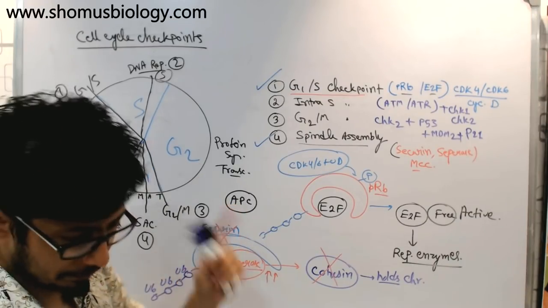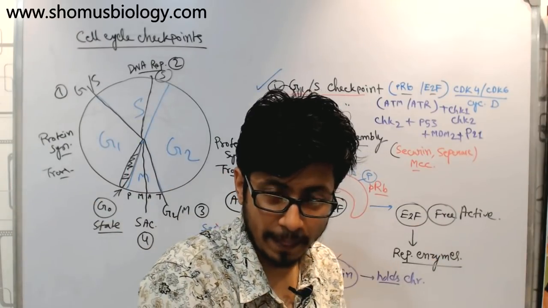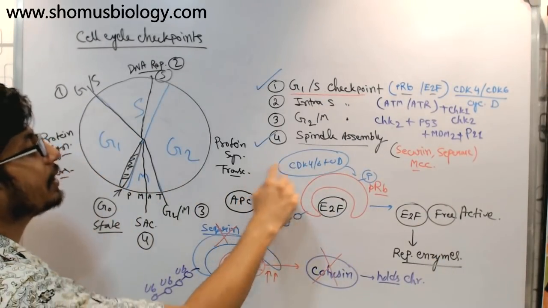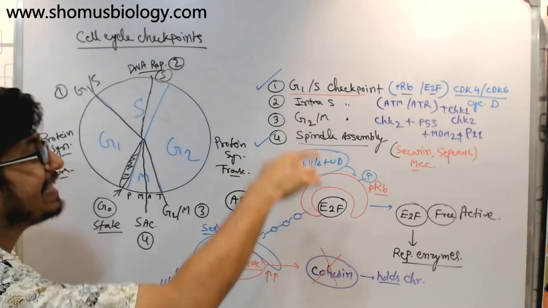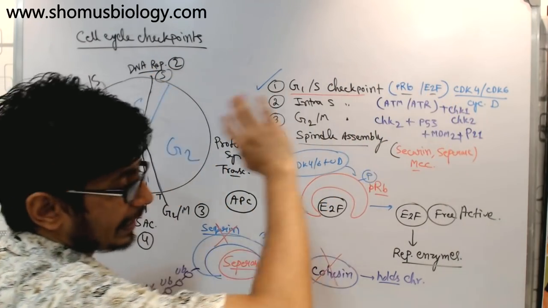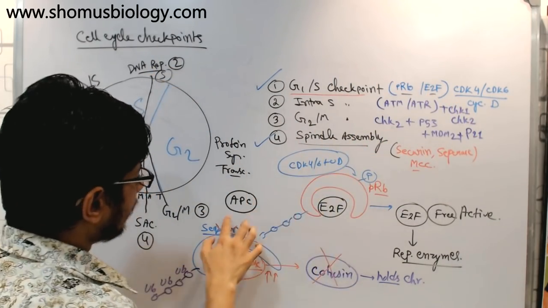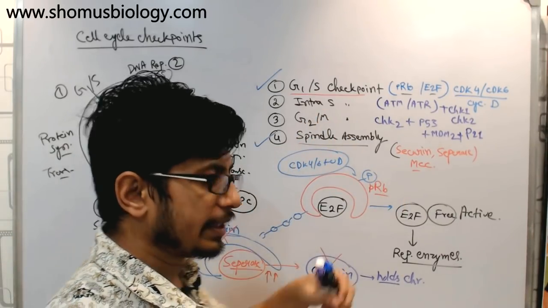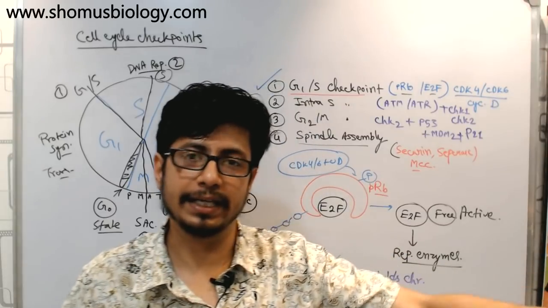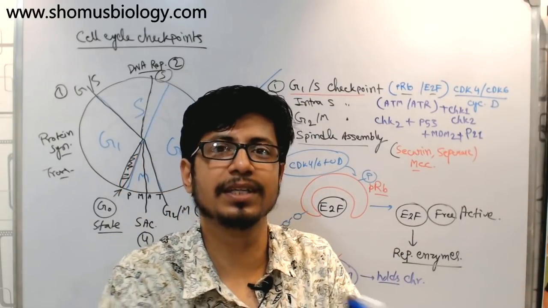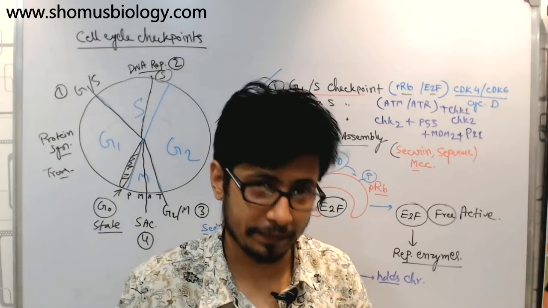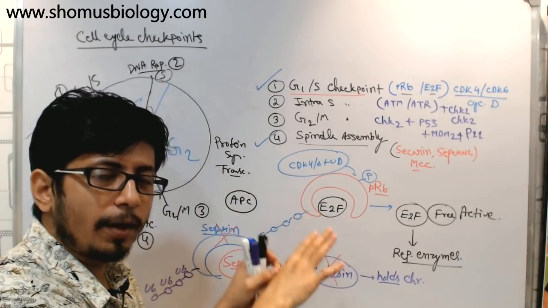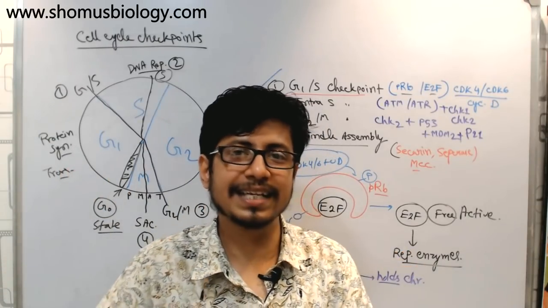So M phase cyclin will be present, because APC's other job is to also degrade cyclin B, which is the M phase cyclin. So APC polyubiquitinates securin, and also polyubiquitinates cyclin B, which is the M phase cyclin, as a result of which the cell progresses from metaphase to anaphase. But if there is any issue, they will stop the cell cycle. That's what is known as cell cycle arrest.